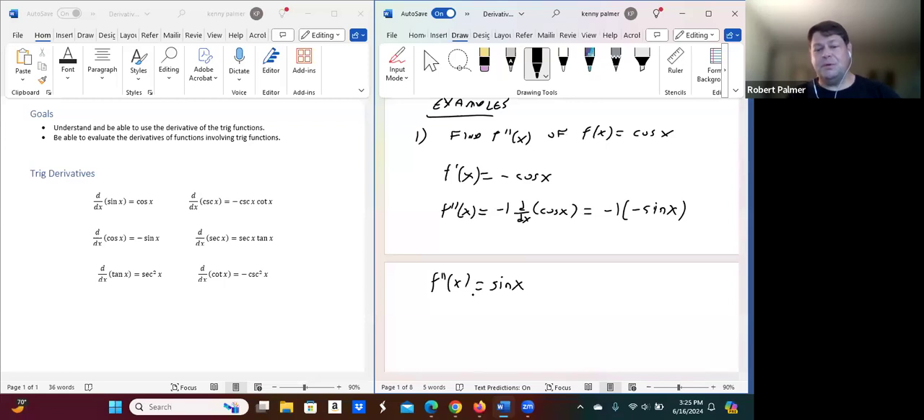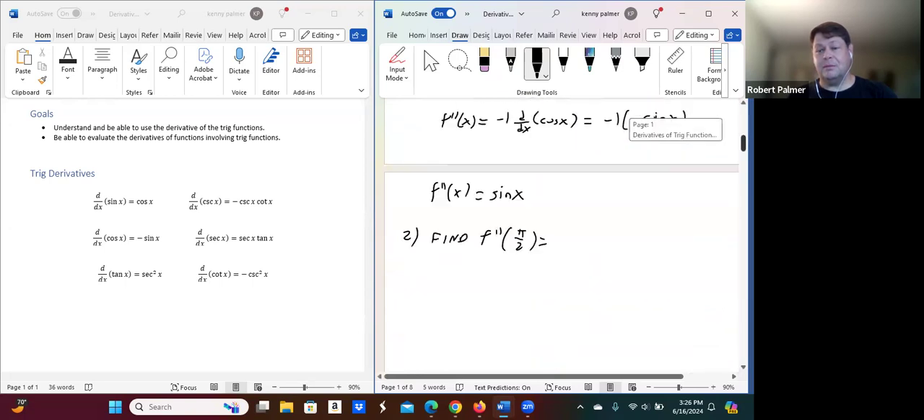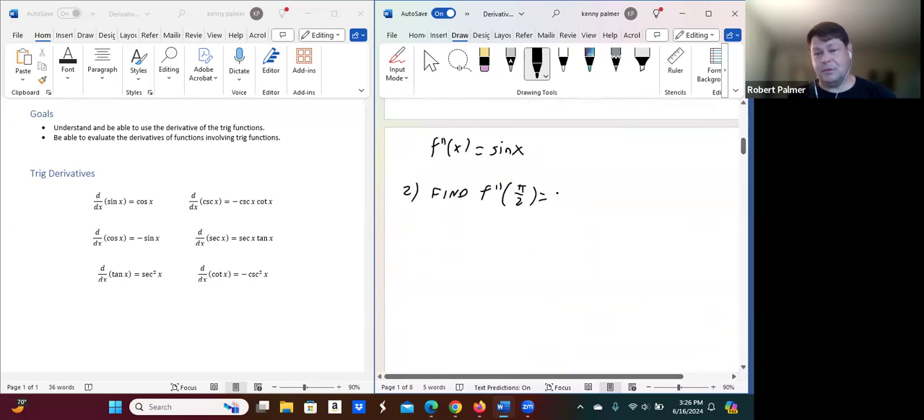And let's say, number 2, the same function. I might want to find f double prime of pi over 2 using the same function. Let's go back to our picture from above, and at pi over 2 for sine, that y value is going to be 1. Okay, so we can find values like that.